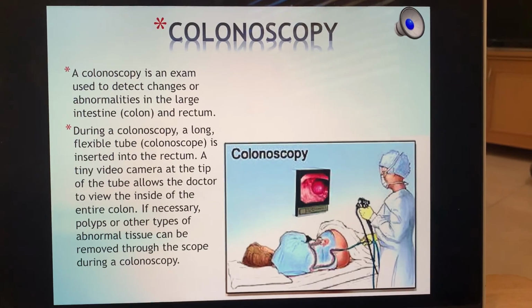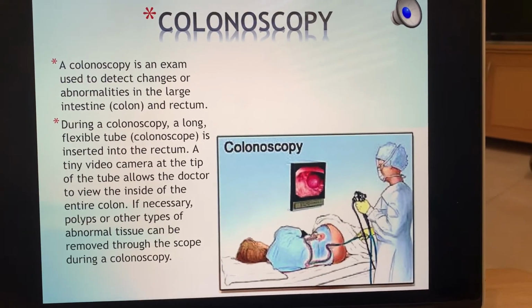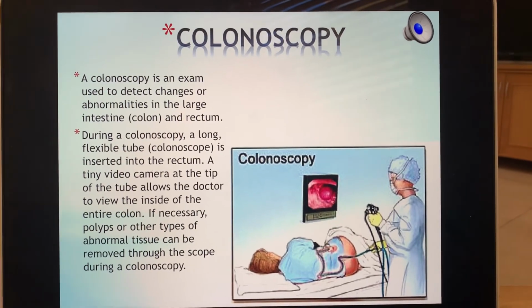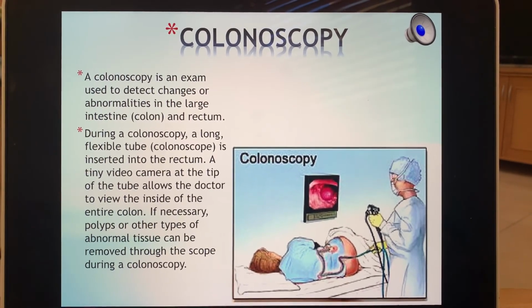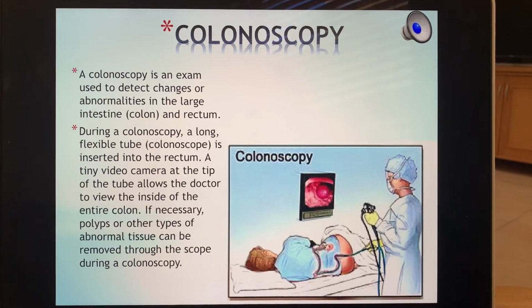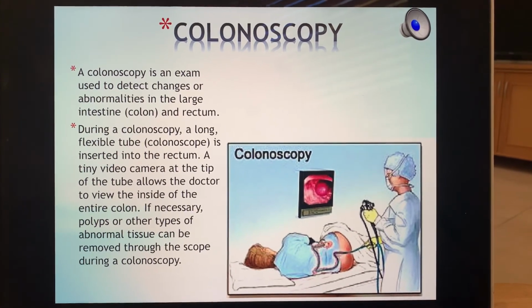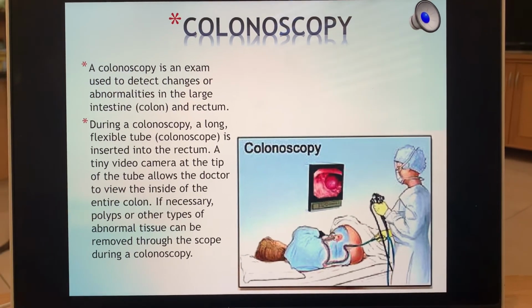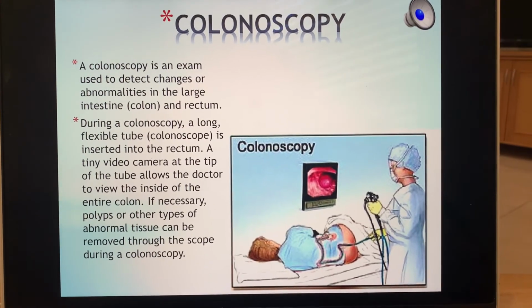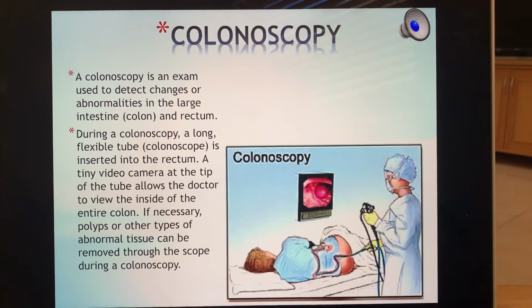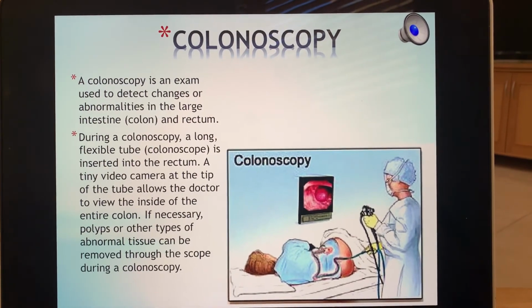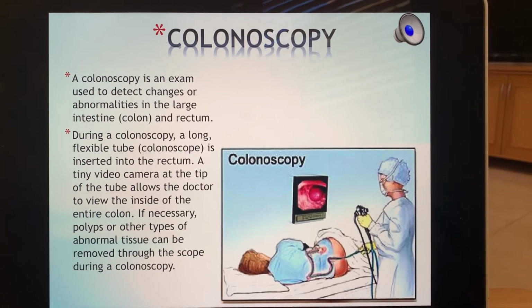What is a colonoscopy? A colonoscopy is an exam used to detect changes or abnormalities in the large intestine and rectum. During a colonoscopy, a long flexible tube is inserted into the rectum. A tiny video camera at the tip of the tube allows the doctor to view the inside of the entire colon. If necessary, polyps or other types of abnormal tissues can be removed through the scope during a colonoscopy and sent to the lab for further studies.